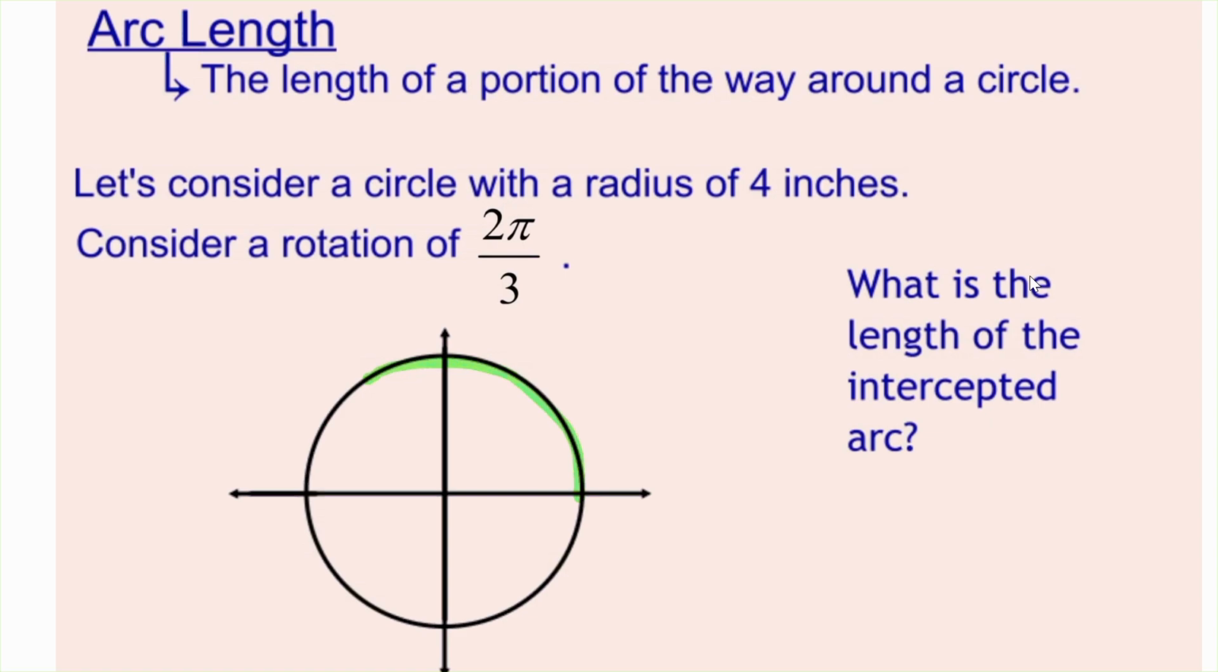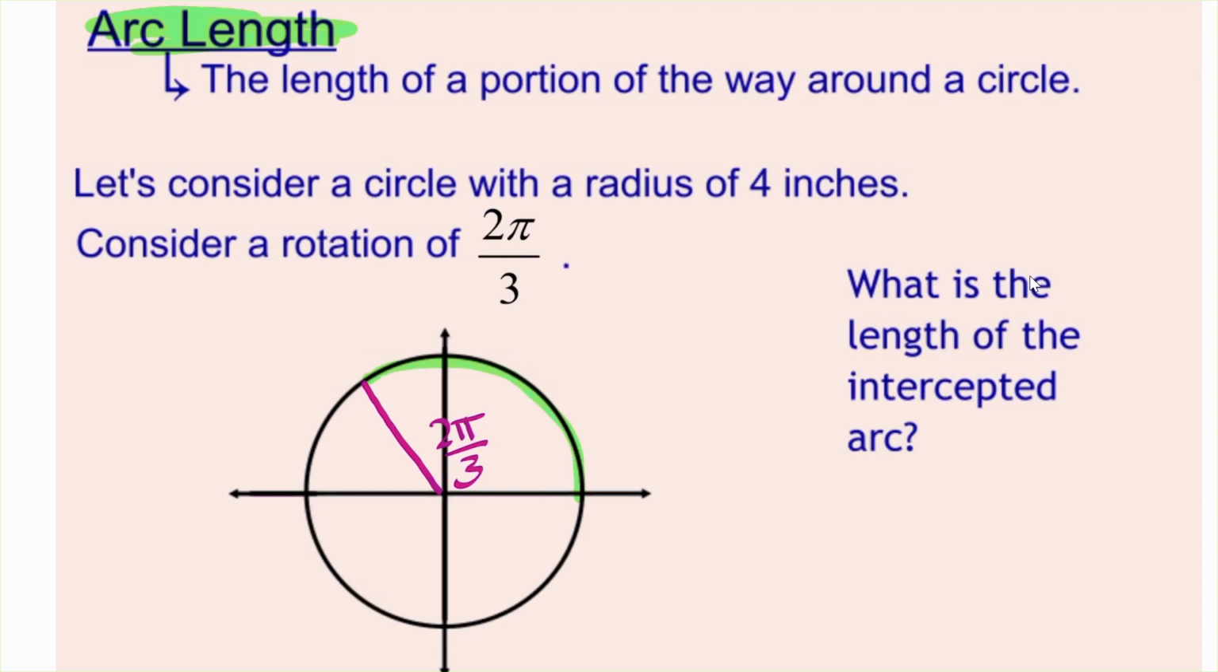And so what I want to know is, if the circle has a radius of 4 inches, what would be the length of this portion that I have highlighted in green? That is the arc length of the circle. And this angle is 2 pi over 3. That is how far I rotated.